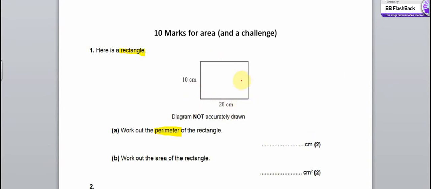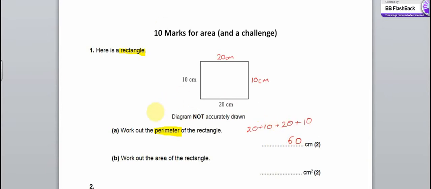So it's a rectangle. That means that this side is 10 centimeters and the top side is 20 centimeters. Otherwise you couldn't tell because the diagram is not accurately drawn, so you can't measure this. You have to work it out. Now we've got this side here, so it's 20, and then we add this side here, and then we add this side here, and finally we add the last side. So 20 add 10 is 30, add another 30 is 60 centimeters.